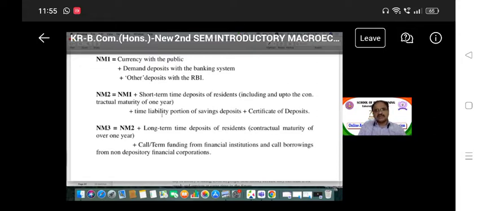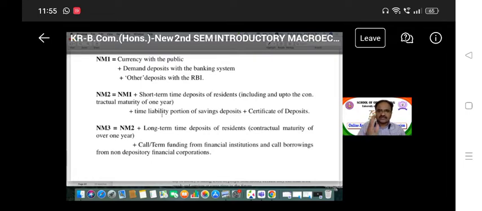This is also one part of the deposits actually. Okay. So NM2 includes NM1, that is currency with the public, demand deposits with the banking system, other deposits with the RBI, plus short term time deposit of the residents and time liability portion of the saving deposit and certificate of deposits. Here three are included: short term time deposit of the residents, time liability portion of the saving deposit, and certificate of deposits. So keep it in your mind. You have to write it down for your students.